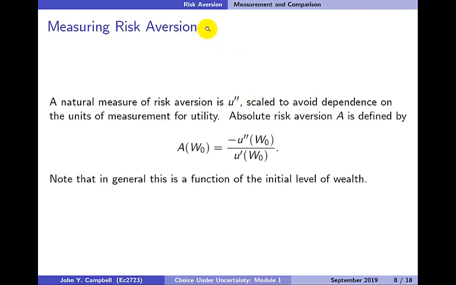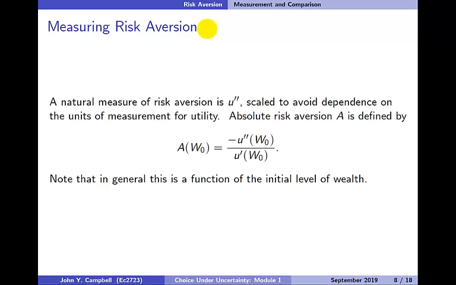Now let's talk quantitatively about how we might measure risk aversion. So far we just had a qualitative definition. You're either risk averse or you're not. But can we measure how risk averse somebody is? Well, since risk aversion is defined by concavity, and for a twice differentiable utility function, concavity is captured by the second derivative, it's natural to measure risk aversion using that second derivative.